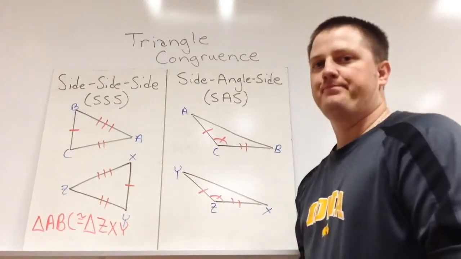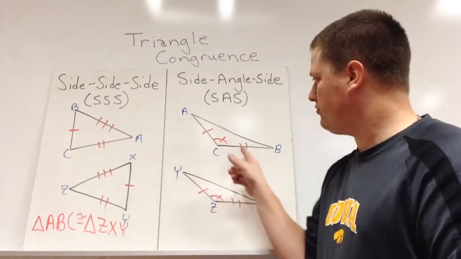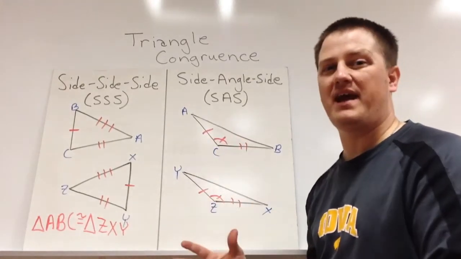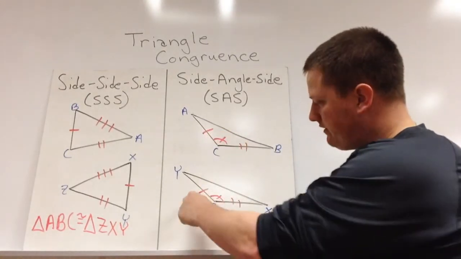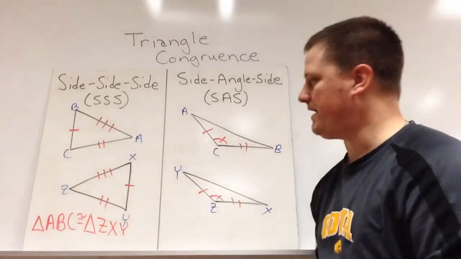Side, angle, side. It's very important that you understand what that means first. It means that we have 2 sides and the angle in between them. And that's how it has to be for both triangles. So side and side, angle between. Side and side, angle between. Okay? So now let's make the congruency.